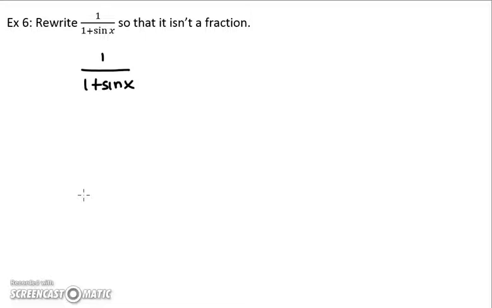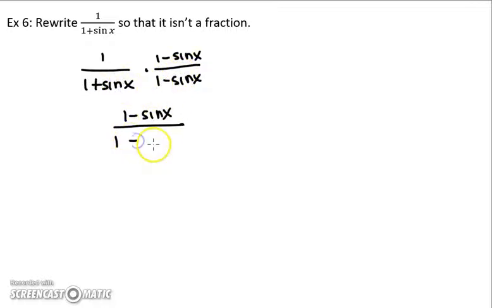A trick that we've had in the past to try to get something out of a denominator, which usually turns something into a square, is to multiply by its conjugate. So if we multiply by the conjugate here, we're going to end up with 1 minus sine of x over, so 1 times 1 is 1, negative sine of x and positive sine of x cancel out, minus sine squared of x.